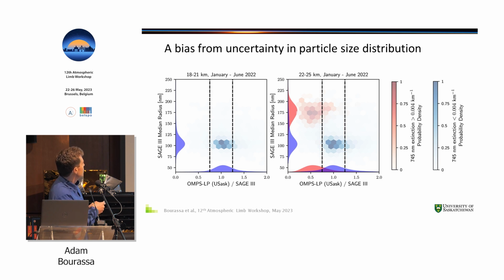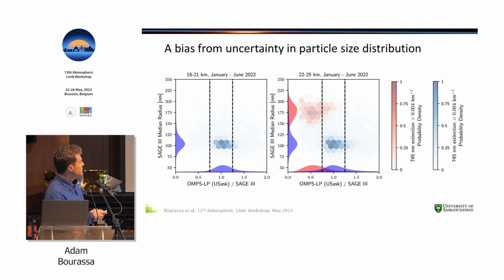So, okay, this is below the peak of the plume, 18 to 21 kilometers. In blue here, we're showing where the extinction values are less than 0.004. This is basically background levels of extinction. We're seeing background levels of extinction below the plume, 18 to 21 kilometers. The ALMS and SAGE ratio is 1. They agree nicely. The median radius is around 100 nanometers. Not so different than what we assume in the retrieval.